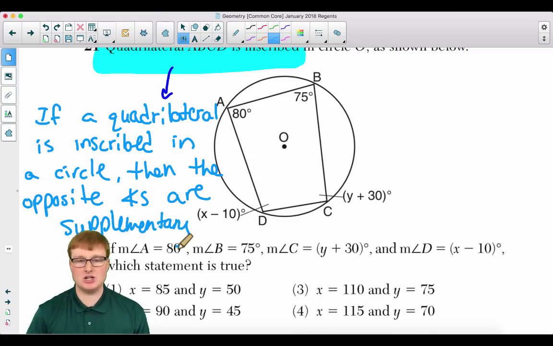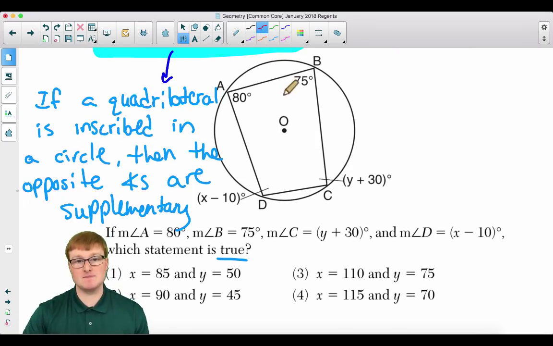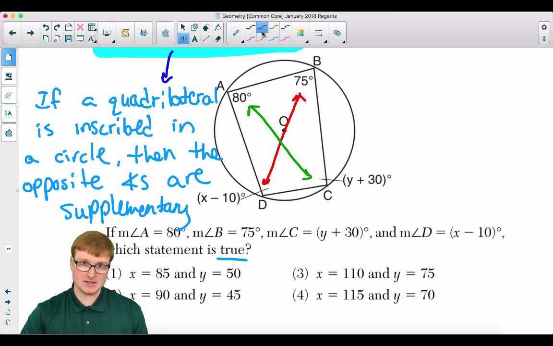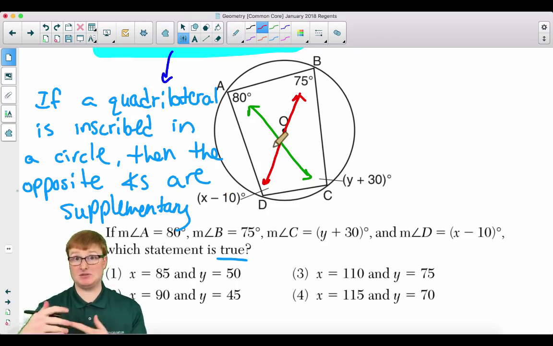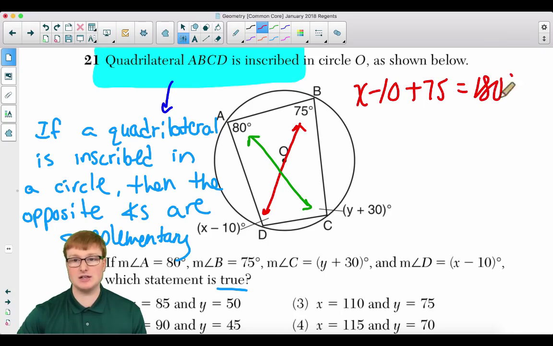So knowing this information, they give you all these angle measurements down here. That's fine. And we're trying to find which statement is true. So they're asking you to solve for the values of x and y. Since we know this information, we could solve for x and we could solve for y. What's nice about this is we just add up the opposite angles and set it equal to 180 and solve. So we simply have x minus 10 plus 75 is equal to 180 degrees. Again, if a quadrilateral is inscribed in a circle, then the opposite angles are supplementary to each other. Add them up, set them equal to 180, and solve for x and y.